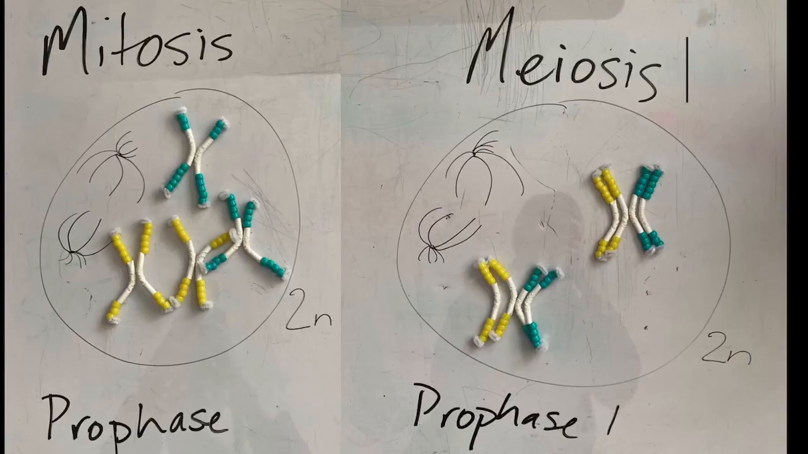Moving on, the first phase of both mitosis and meiosis is prophase. In prophase, the chromosomes condense and become tightly coiled. So now you can see each individual chromosome, and the centrosomes start to move from the center to opposite sides of the cell, and this will become the mitotic spindle.